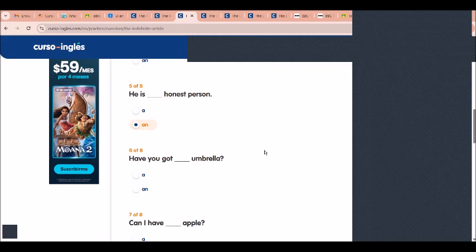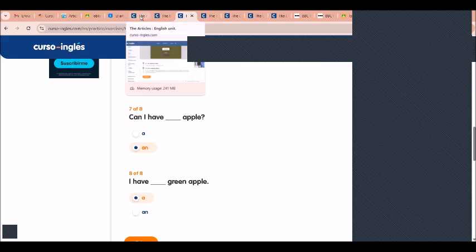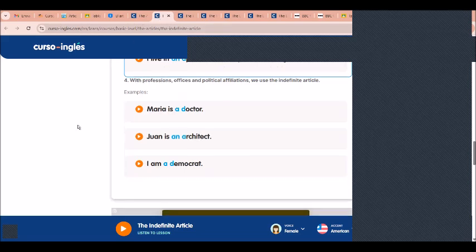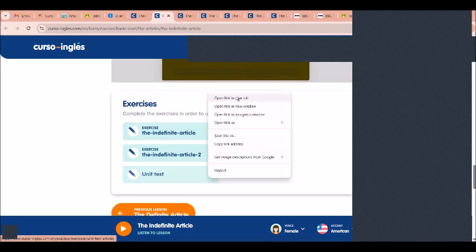Have you got an umbrella? Okay. Right. Let's keep going with Dahlia. Can I have an apple? Yes, you may. And Jacqueline. I have a green apple. Right. These words are all attracting words based on their sounds. Now, of course, if the sound is consonant, then we use the consonant.